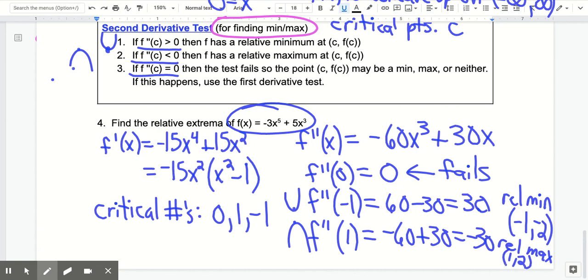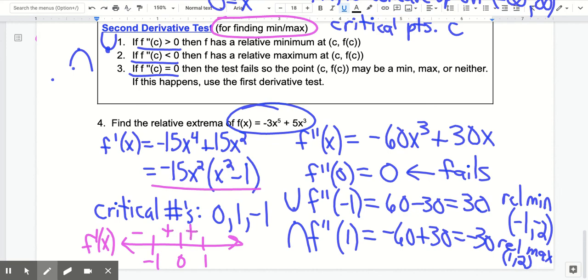Now, remember, at 0 it failed. The second derivative test failed. So to check that, we're going to have to go back and do the first derivative test. So come back over here, just like we did before. We're going to plot all of these points and plug into the first derivative, and we're going to see what's actually happening there. So remember, this is my first derivative. So if I plug in something like negative 2, I get a negative. If I plug in something like negative 1/2, I get positive. If I plug in positive 1/2, I get negative, and then I get a positive. And if I plug in something like 2, I get negative.